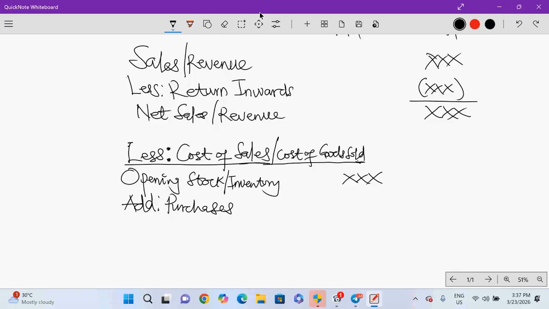So here the whole thing is like storytelling, right? Once you are able to say the story, then it becomes easier for you. Once you see the story, it becomes easier. The whole thing is very simple. So add purchases, right? Add purchases.